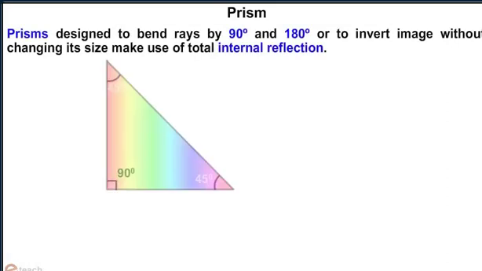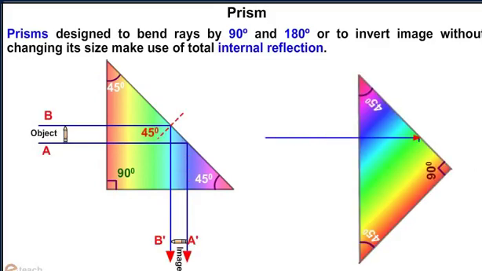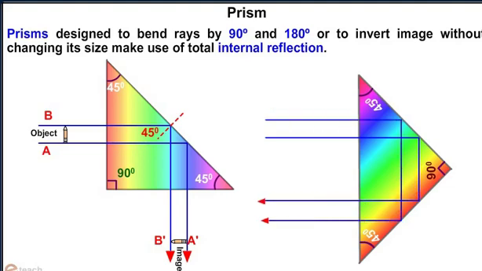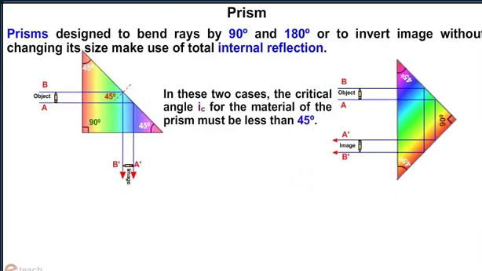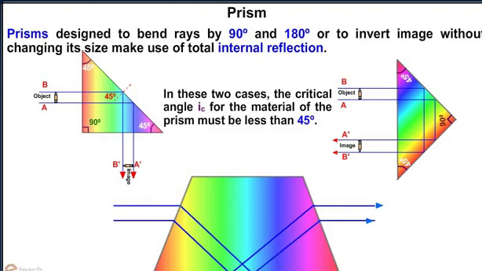Let us study about prisms. Prisms designed to bend rays by 90 degrees and 180 degrees, or to invert an image without changing its size, make use of total internal reflection. In these two cases, the critical angle IC for the material of the prism must be less than 45 degrees.